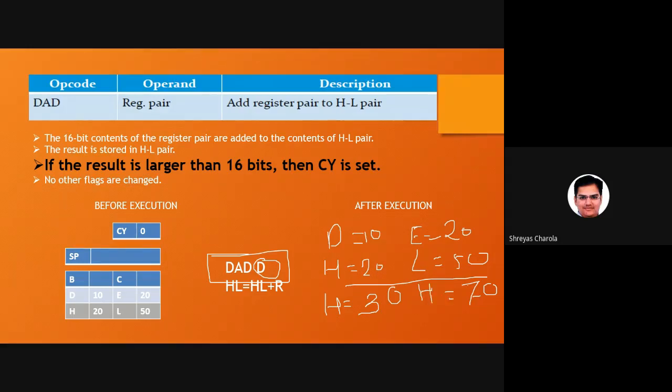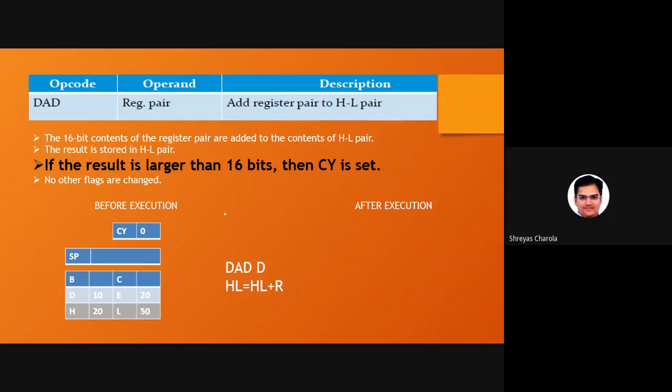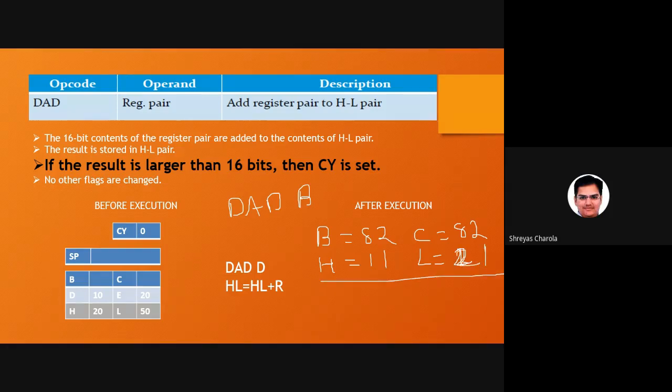Are you getting or not? Is it clear, Arshit? Okay. So let's consider if I ask you the same thing in a different way. Let's suppose I write DAD B, and B contains 82 and C contains 82. H contains 1 and L contains 21. So what should be the answer? Write down your answer in the chat box.